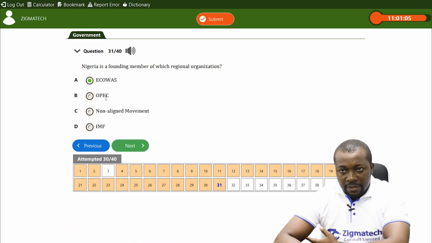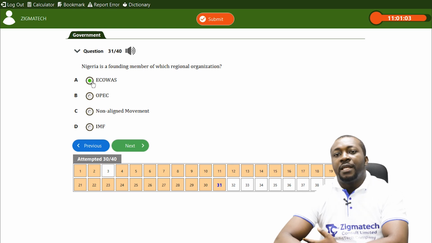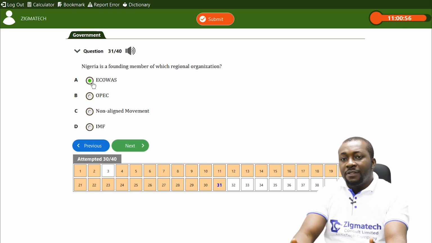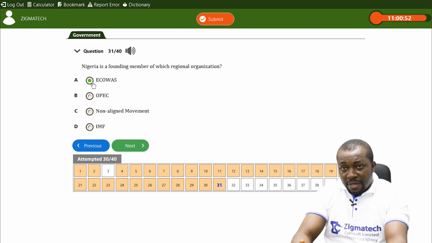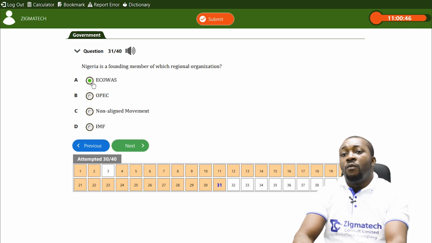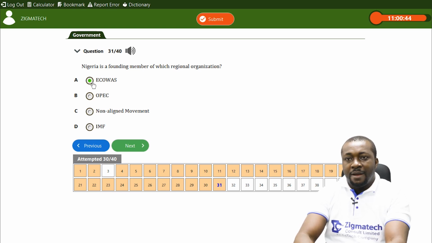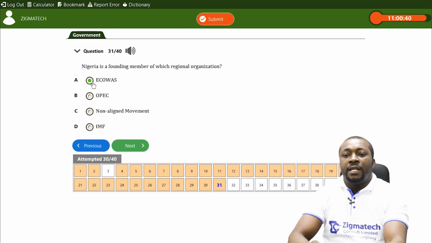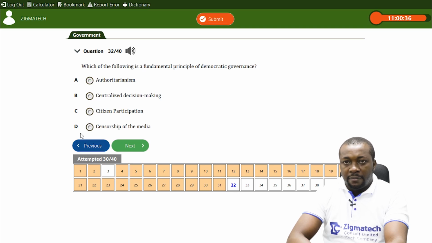Is it ECOWAS? Yes, Nigeria is a founding member of ECOWAS, because ECOWAS was formed by Lagos Treaty in 1975 in Nigeria. So Nigeria, that is headed by the head of state, General Yakubu Gowon, was a founding member of ECOWAS. And that is why ECOWAS headquarters is in Nigeria. So A is the answer.